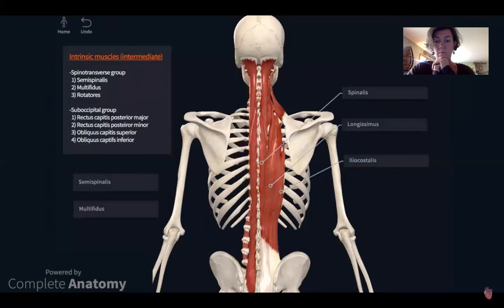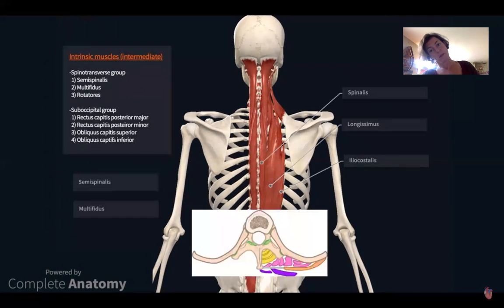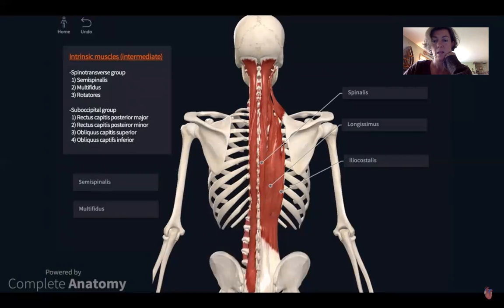The spinotransverse and suboccipital muscles form the intermediate layer of the intrinsic muscles and are located here on the schematic. The spinotransverse muscles include semispinalis, multifidus, and rotatoris. Semispinalis is the most superficial of the group. It extends from the nuchal lines of the occiput to T10.